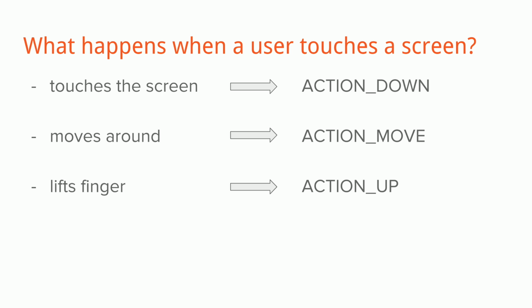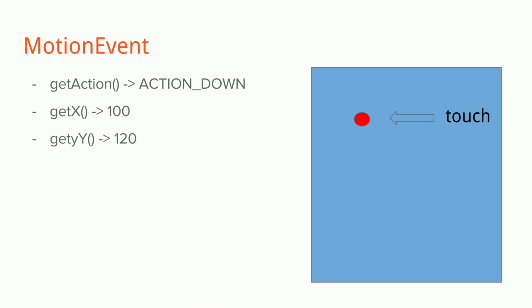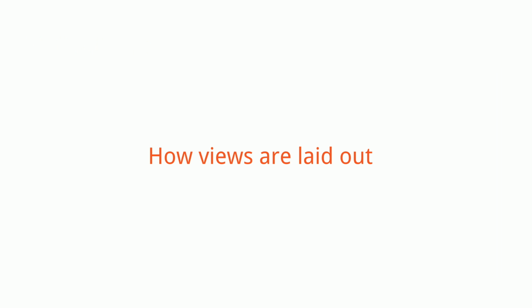So if we think about it in terms of Android, touching the screen is just an action down, moving around is an action move, and lifting your finger would be an action up. If we take a look at this example here, the blue view is our screen and the red dot is where we touched it. When we touch the screen we get a motion event, and when we call the motion event for the action we get an action down, and you can get the X and Y values for it.